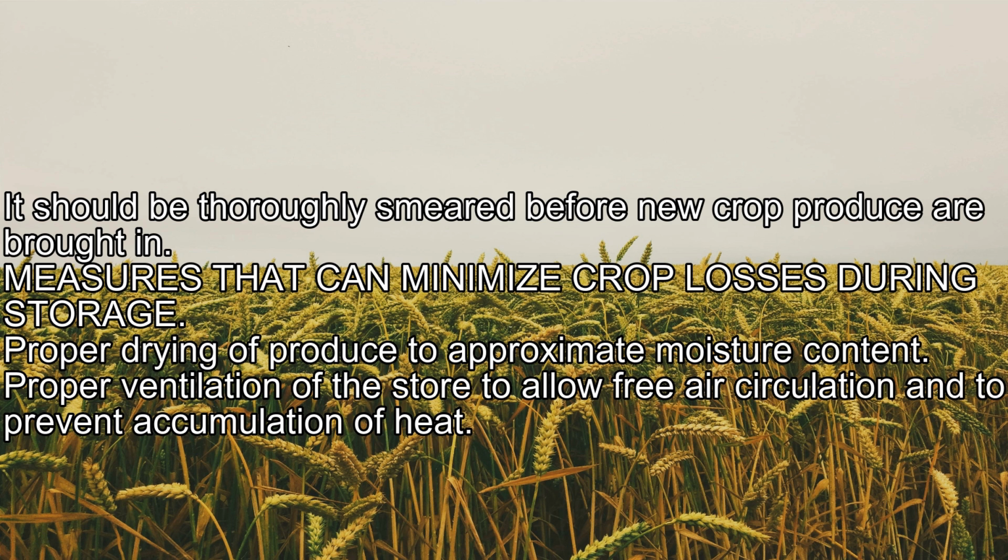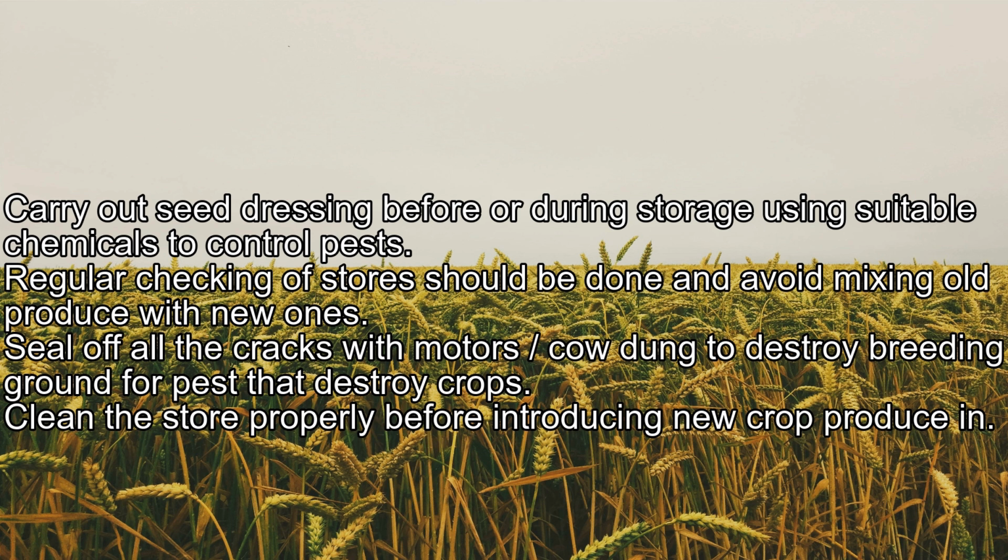Measures that can minimize crop losses during storage. Proper drying of produce to appropriate moisture content. Proper ventilation of the store to allow free air circulation and to prevent accumulation of heat. Carry out seed dressing before or during storage using suitable chemicals to control pests. Regular checking of stores should be done, and avoid mixing old produce with new ones.